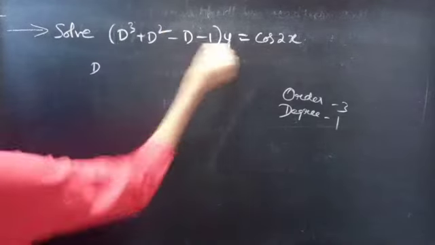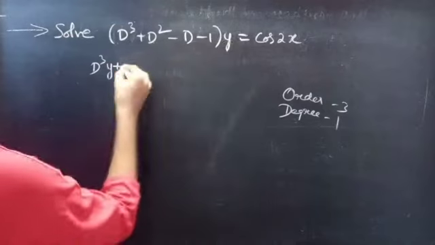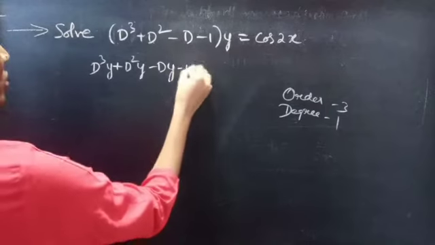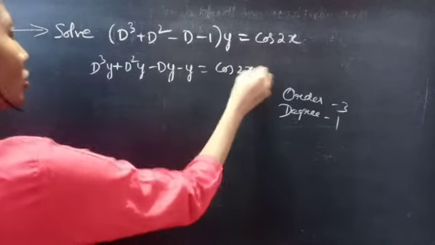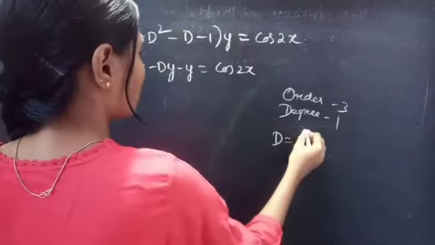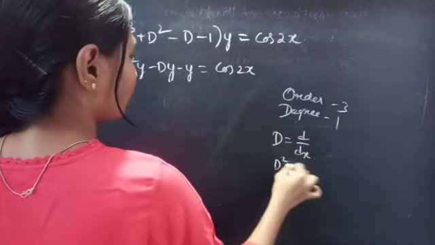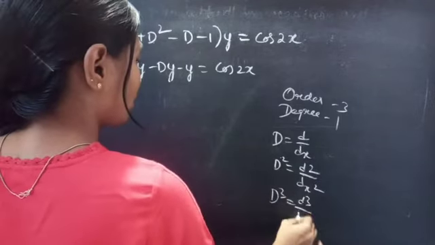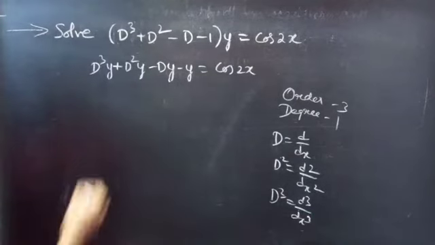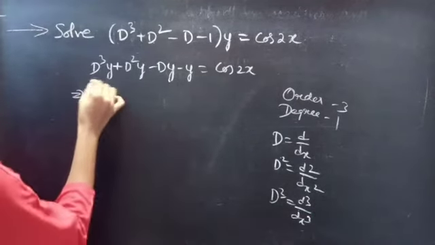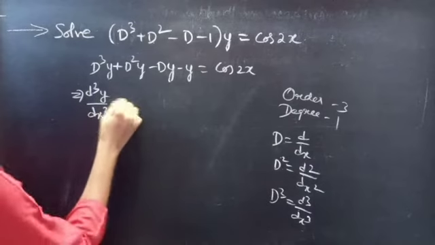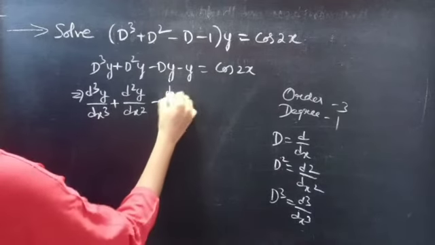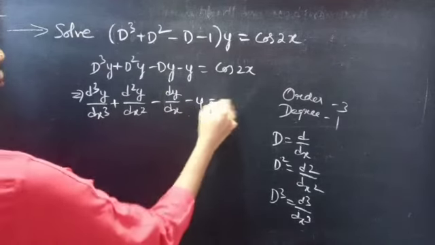Let's write the given differential equation as D^3 y + D^2 y - Dy - 1 into y, that is minus y, equals cos 2x. We know that the differential operator D equals d/dx. Then D^2 will be d^2/dx^2 and D^3 will be d^3/dx^3. So we can write D^3 y as d^3y/dx^3, D^2 y as d^2y/dx^2, and Dy as dy/dx, minus y equals cos 2x.